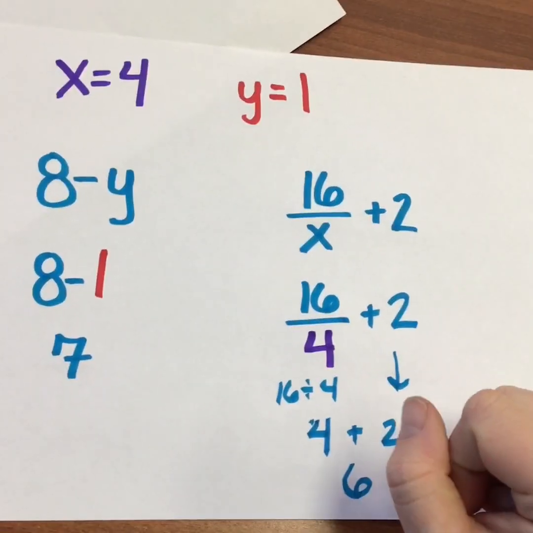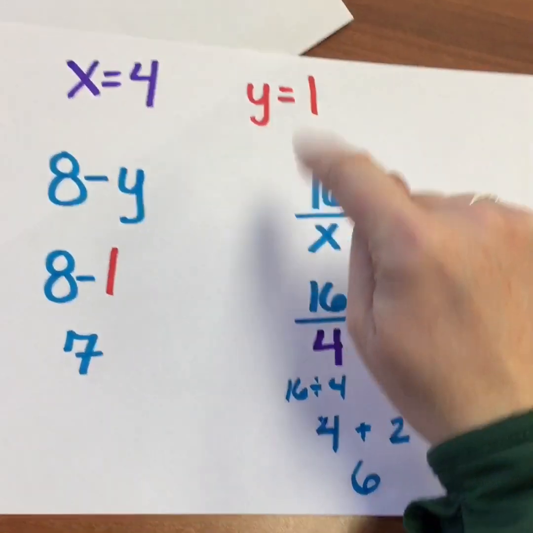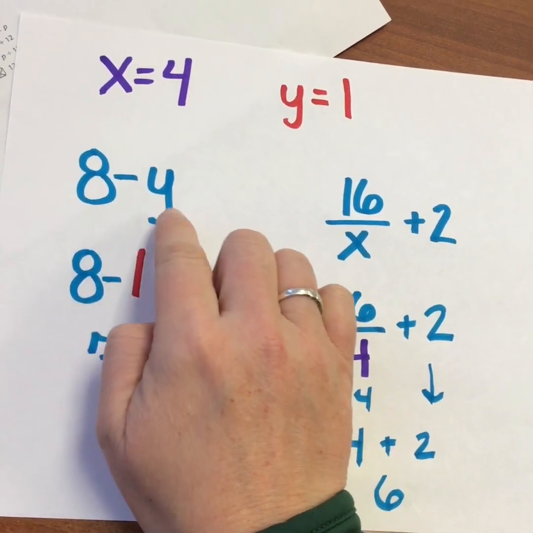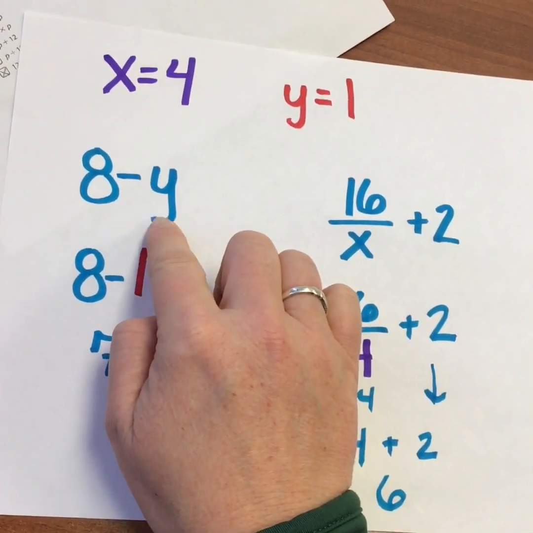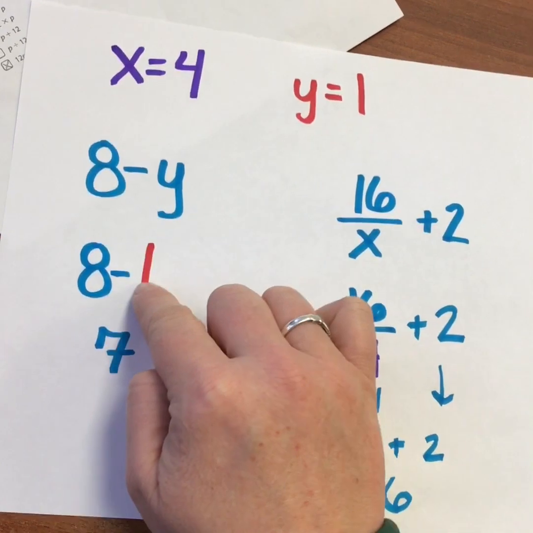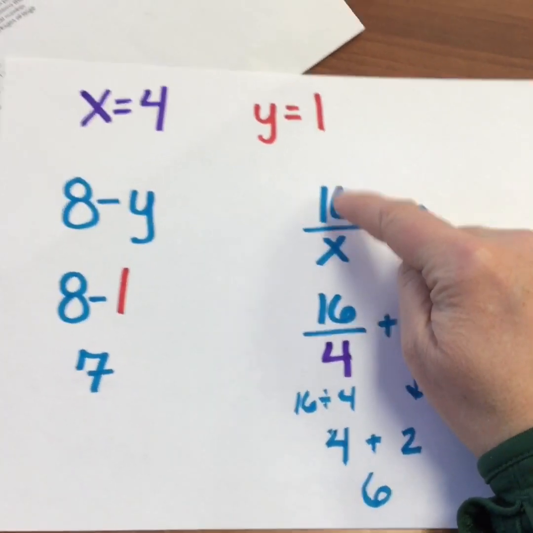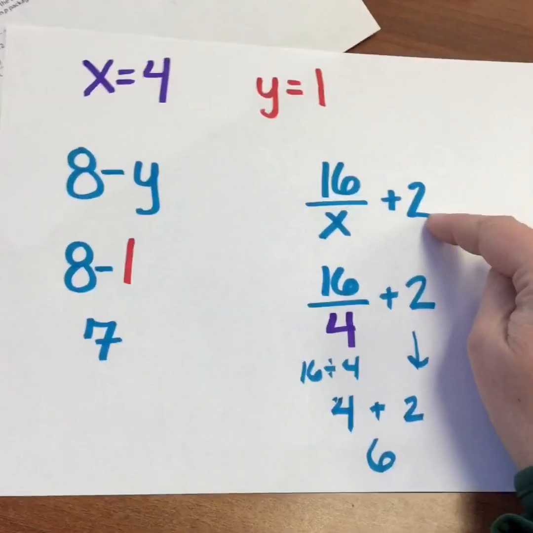Here's 2 more substitution problems. X equals 4, y equals 1. Well, the first algebraic expression is 8 minus y. Well, you had to substitute. You had to put the 1 in for the y. 8 minus 1 is 7. Over here, 16 over x plus 2.